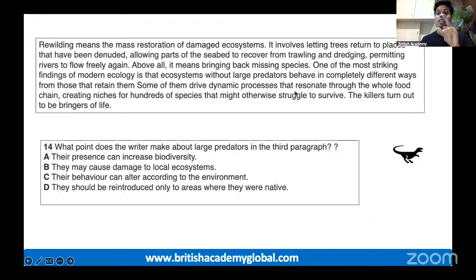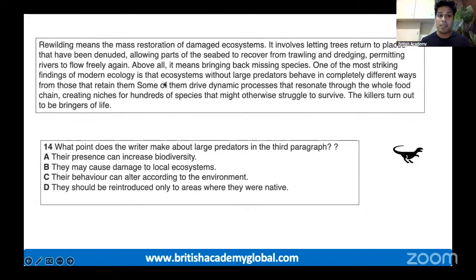Then the last line: the killers turn out to be the bringers of life, which means they are appreciating the role of predators over here, guys, because they are the ones that create a platform for hundreds of species. The ecology would not have been the same without them. So they are just appraising, or talking positively about, the predators. So option A, their presence can increase biodiversity. Yes, two things: it creates niches for hundreds of species and they turn out to be the bringers of life. So this turns out to be the closest. They may cause damage to local ecosystems. No negative stuff is being given over there that they are causing any damage or creating any trouble.